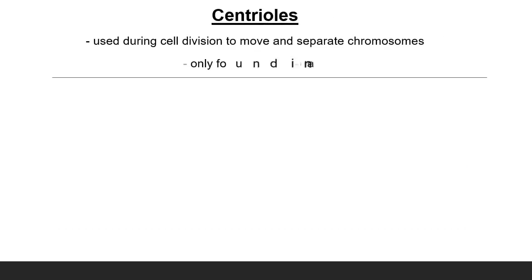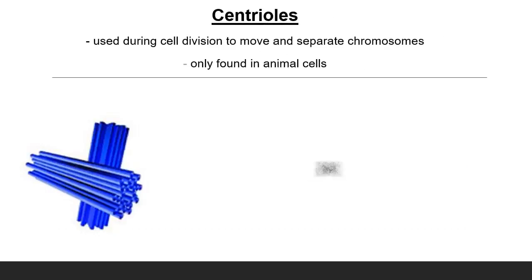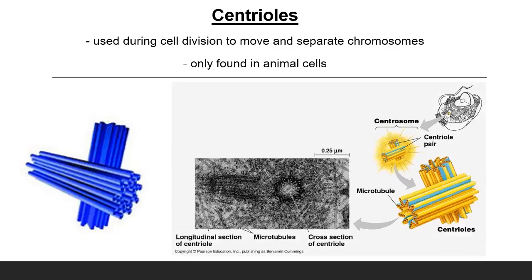Centrioles are organelles found in animal cells only. They are very useful during cell division, especially in the movement and separation of chromosomes.